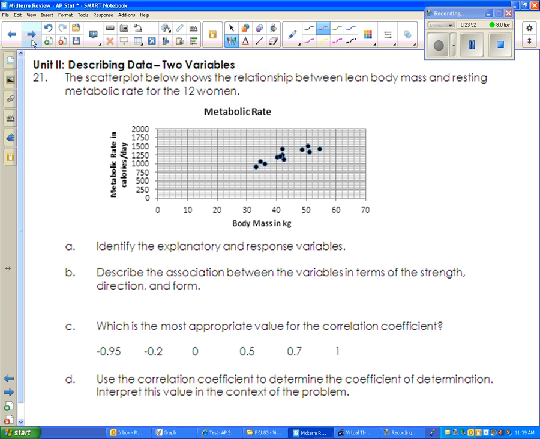All right, number 21 is really just the last problem that you were asked to complete. Everything else is just a reminder of things to review. So in number 21, it says the scatter plot below shows the relationship between lean body mass and resting metabolic rate for 12 women. Identify the explanatory and response. Remember, your explanatory variable should always be on the x-axis, and your response variable should always be on the y-axis. So in this case, the explanatory variable is body mass, and the response is metabolic rate.